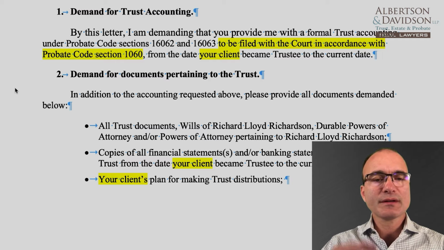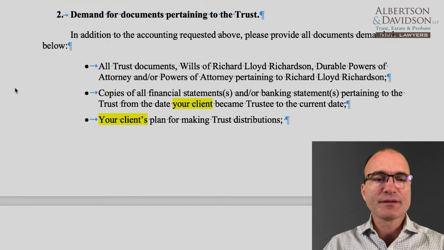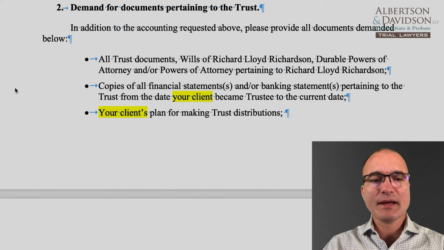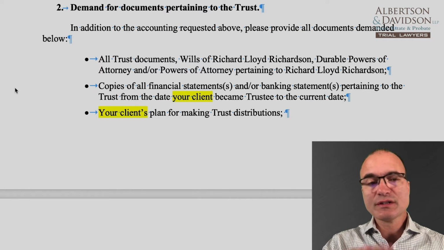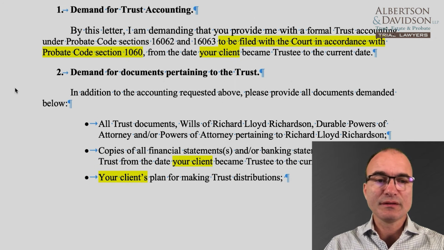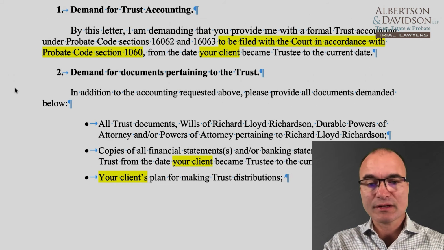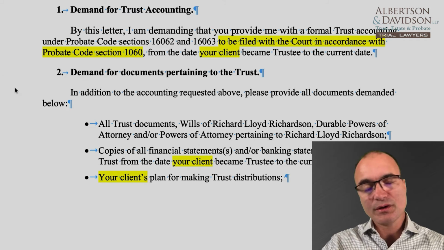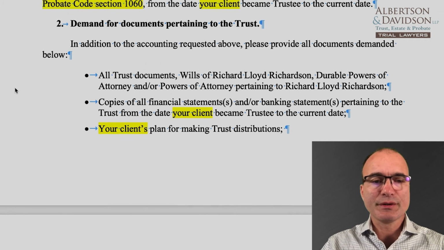So the first one is, here's the accounting demand, and that's that. The second one is where I'm going to demand documents. These are financial documents pertaining to the trust. And you can just have this section if you want. You can delete the accounting part and just ask for financial documents, or you can have both of them, depending on what you want to do.